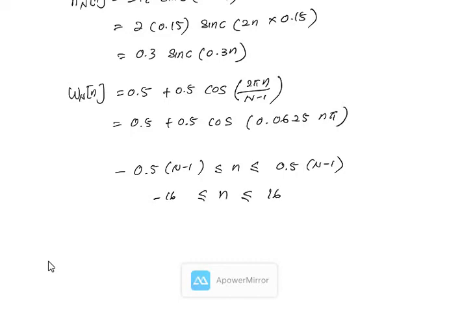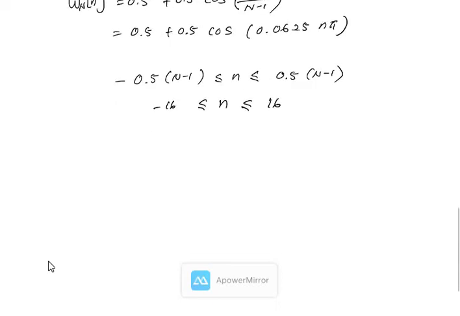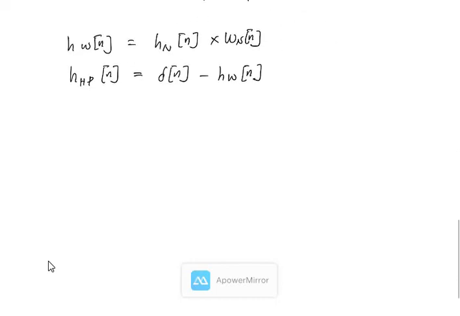Okay, once you have the Hn and Wn, next is the Hwn. Hwn is simply Hn multiplied with Wn. And then the high pass, using the spectral transformation, is delta n minus Hwn. So this is the first method.